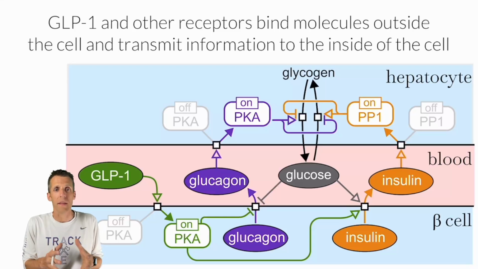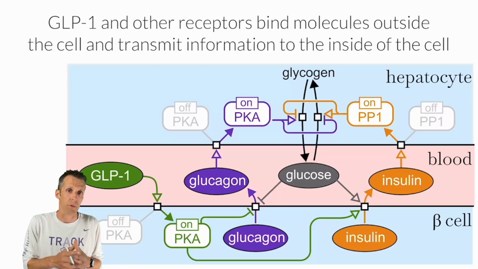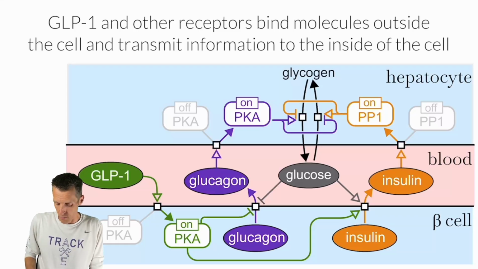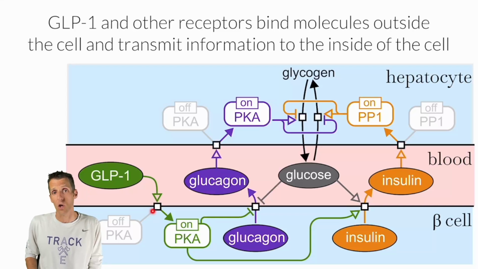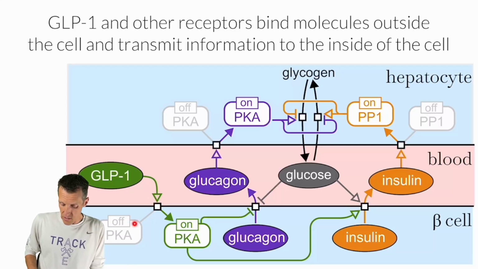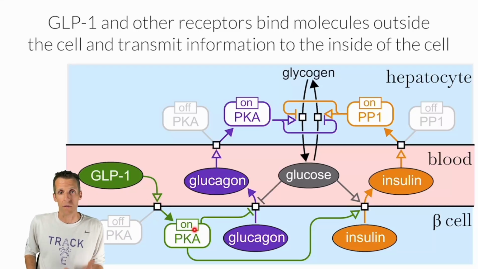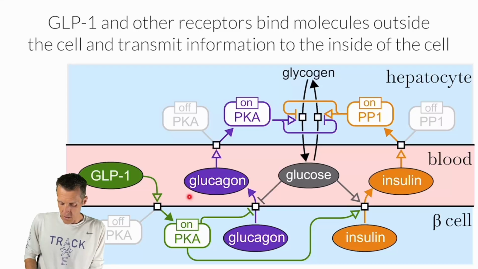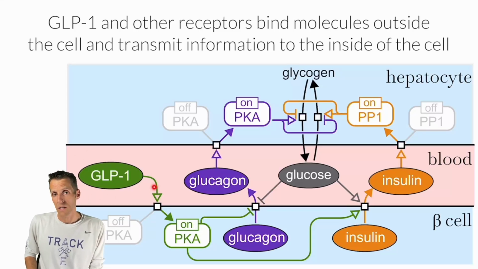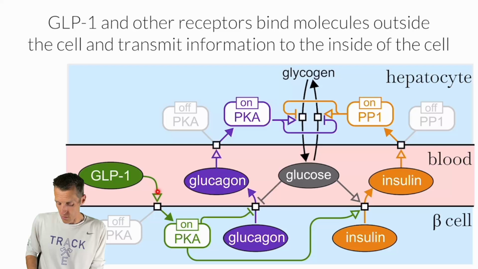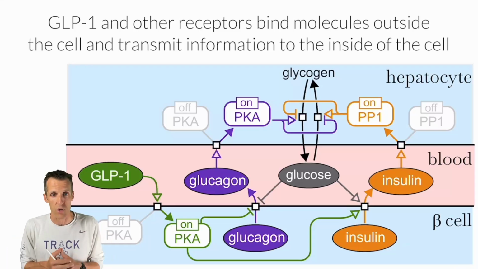So let's start by thinking about something I briefly mentioned in a previous video, and that is GLP-1, which is a molecule that activates the GLP-1 receptor, and then that turns on intracellular things, in this case in beta cells. So a molecule is out here in the bloodstream, binds to a receptor on the cell surface, that information gets transmitted inside, which leads to all of the cool things that, say, GLP-1 activators do.